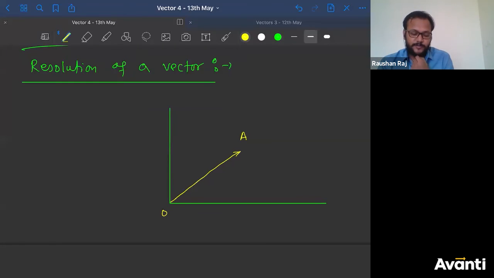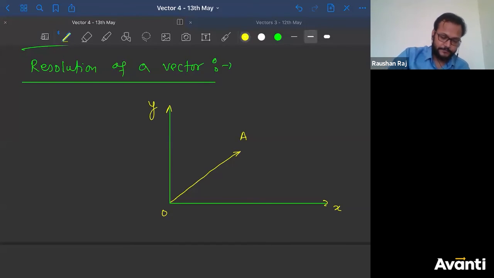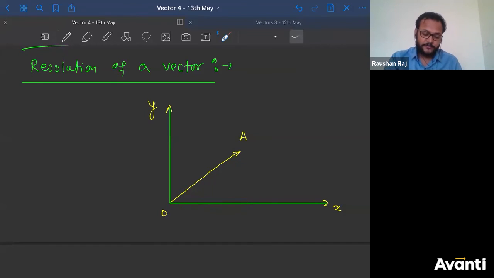But if I ask you, tell me what is the displacement in X direction? This is X, this is Y. Tell me what is the direction of this particular OA, or the displacement of the particle? The particle has displaced itself in OA direction, in this direction. But can I say that there is a particular displacement in X direction also? If I ask you to find the displacement in X direction, that means in x direction, how much it has moved. So can I say that, sir, in x direction, it has moved to this point.